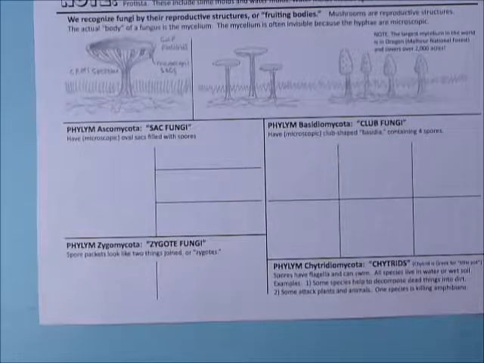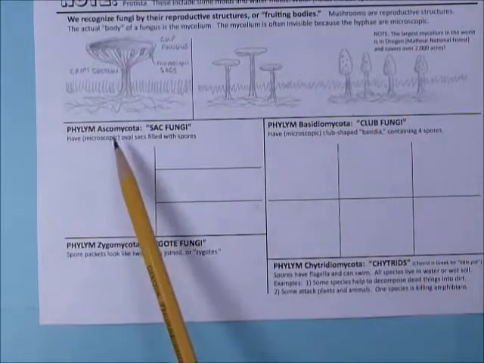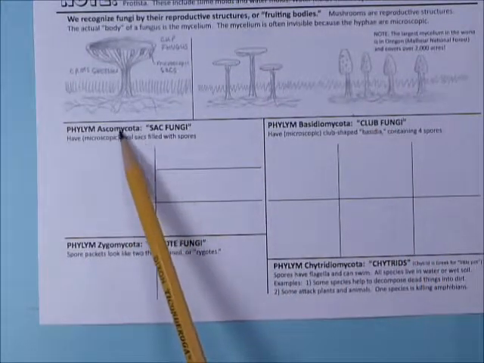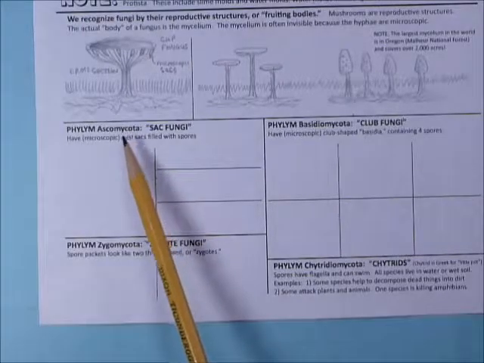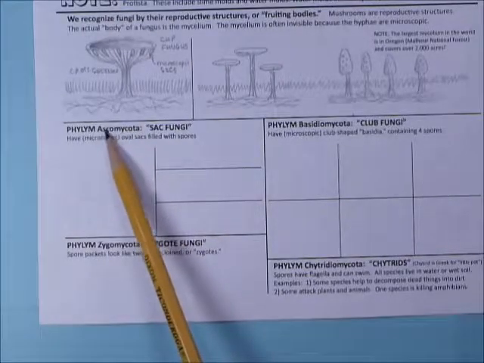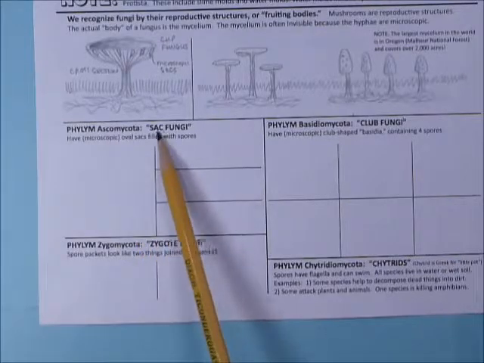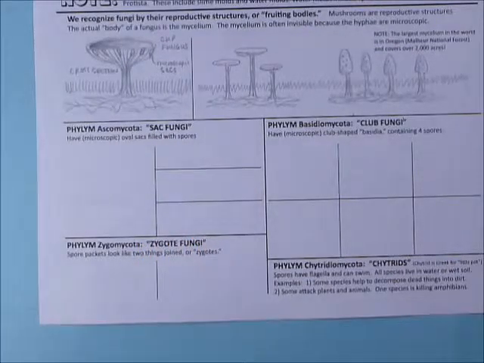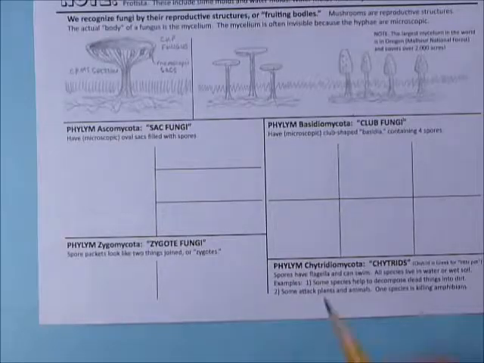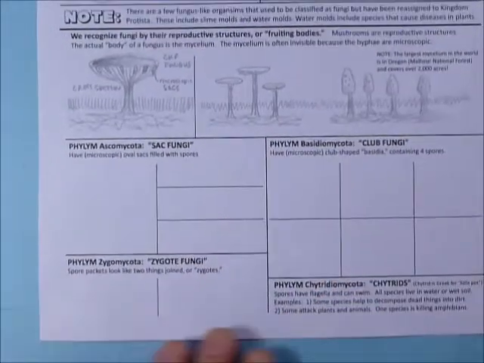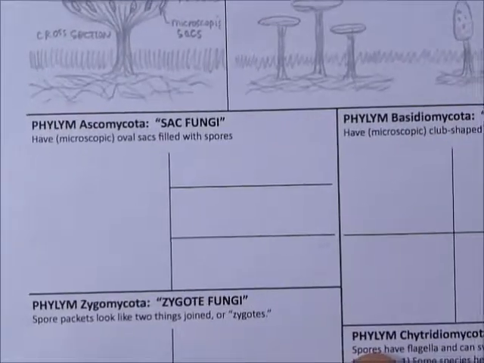So having said that, let's look at the 2 biggest groups, the sac fungi and the club fungi. So we have phylum Ascomycota. Myco, MYC or MYCO, always means fungus. Anytime you see myco or myc, you know it's something having to do with fungus. Asci means sac, so these guys are the sac fungi. Now, they don't look like sacs. We're going to see all kinds of different fruiting bodies that don't look like sacs. The sac is actually microscopic.